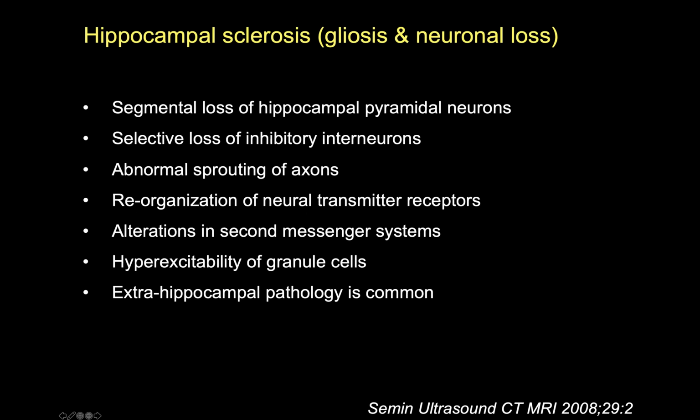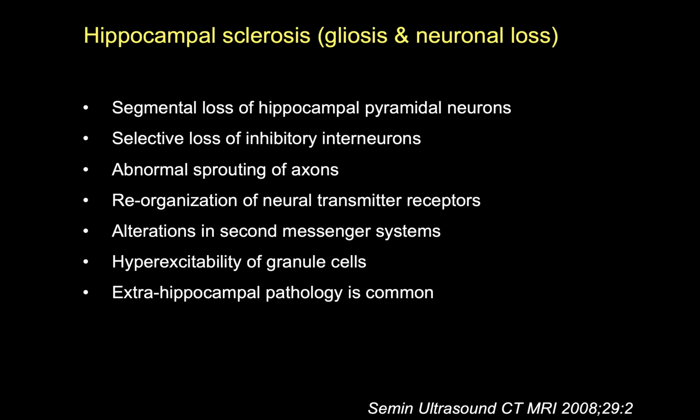There's reorganization of neurotransmitter receptors, alterations in second messenger systems, hyperexcitability of the granular supporting cells, and extrahippocampal pathology is common. And that last point, I think, is particularly important because when we come across a patient who has hippocampal sclerosis and we're doing a survey of the imaging of their brain, we have to look very carefully elsewhere because you're very likely to come across other lesions that can predispose towards seizures. And those can include things like malformations of cortical development that can coexist with hippocampal sclerosis as well.